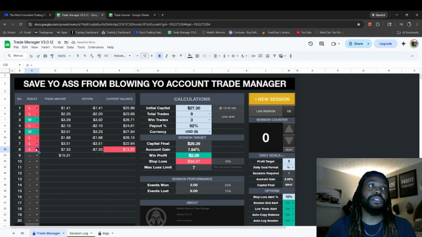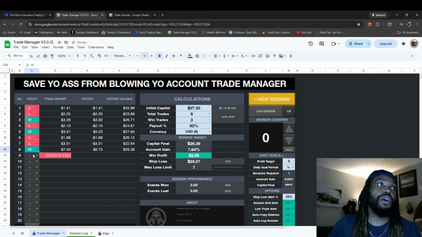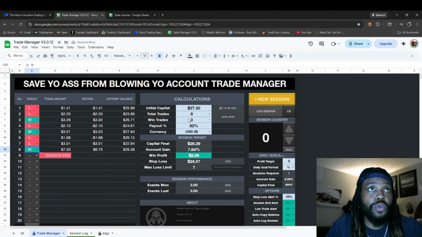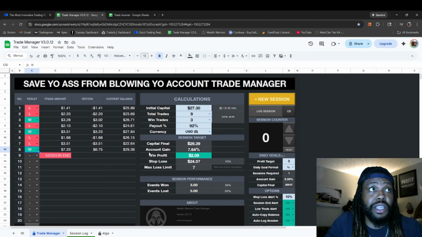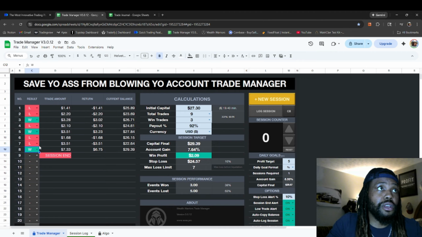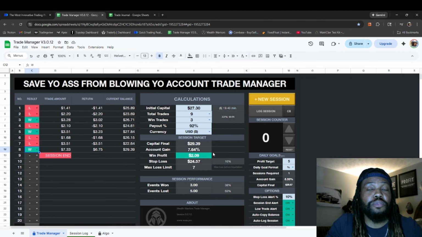We gotta stop. But based off these numbers, I only have to win 3 times to be profitable. That's 7% on my account. And I lost the majority of my trades, but I still made 7% on my account. That's what makes it so powerful, and that's why I like it so much.